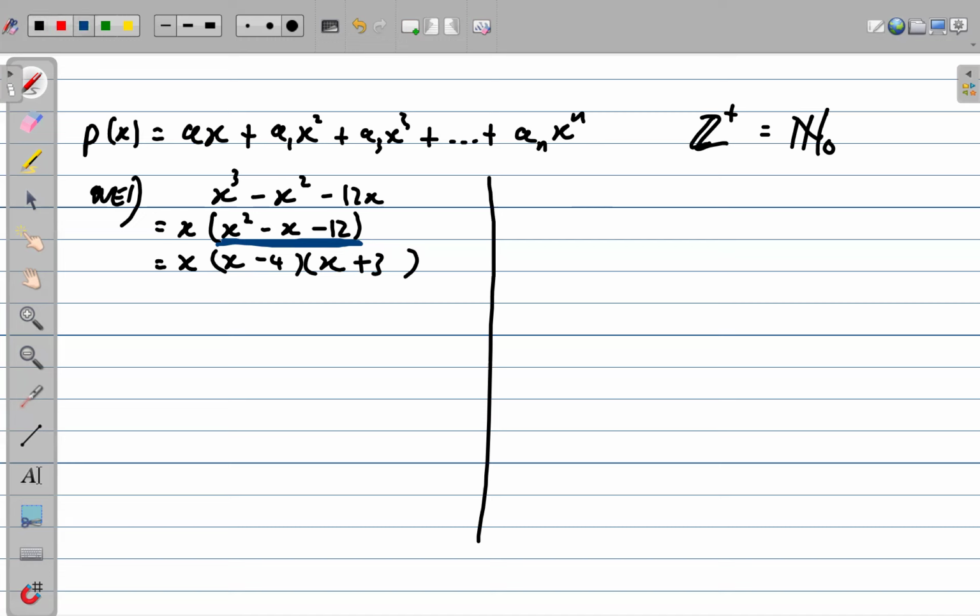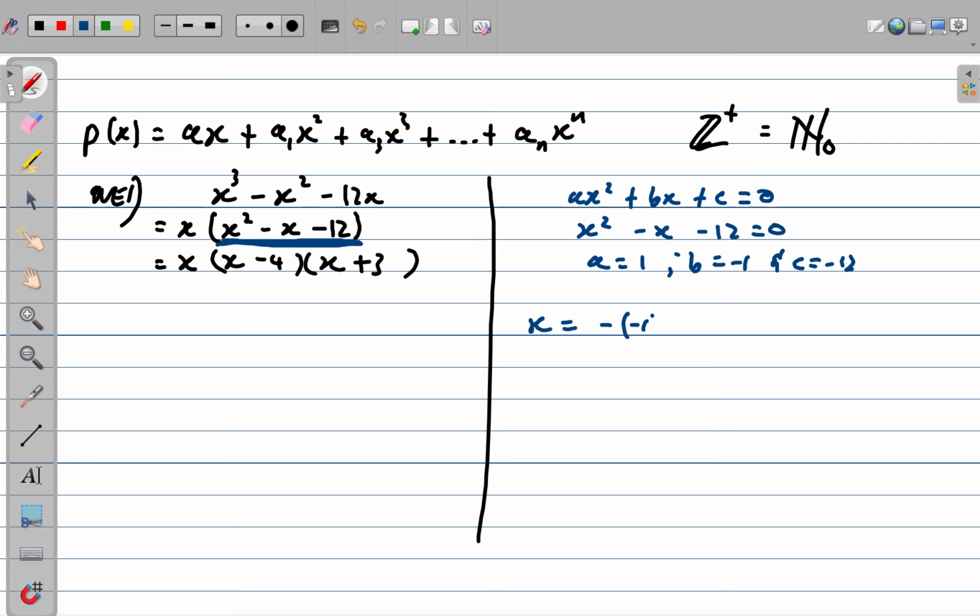Remember, the quadratic formula gives solutions to the equation ax squared plus bx plus c equals 0. So obviously, if I have x squared minus x minus 12 equals 0, it means that a is 1, b is negative 1, and c is negative 12. So then, if I go into the quadratic formula, the substitution would look like this.